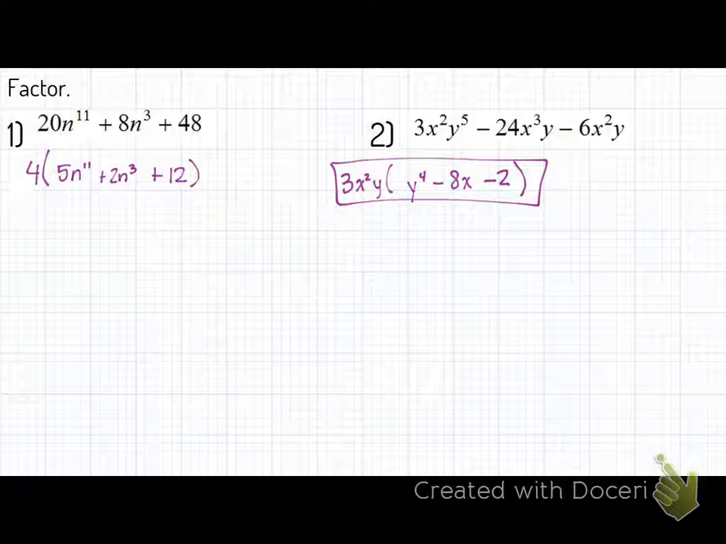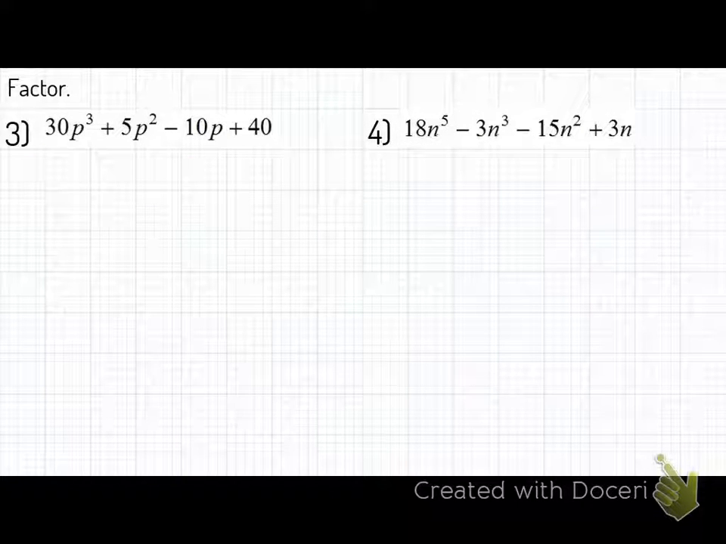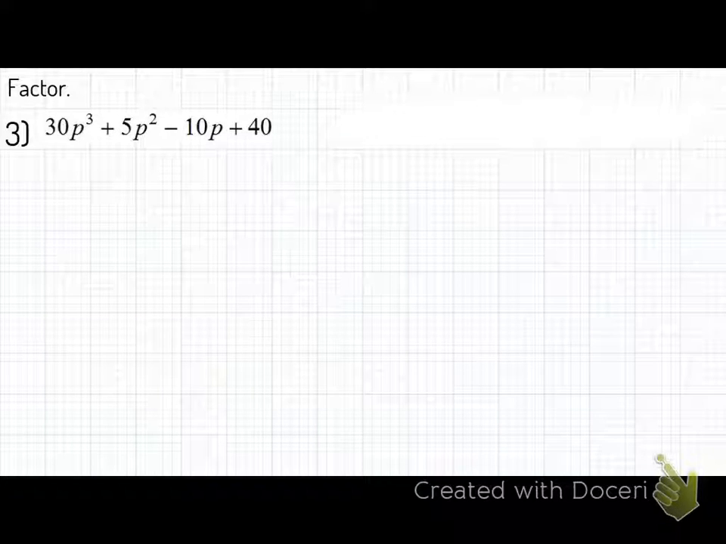So take a moment. Let's have next one, number 3. Okay, so number 3 we have 30p cubed plus 5p squared minus 10p plus 40. Okay? You know how much I love math chat, so why don't you turn to your neighbors and chat about what the GCF is and how you would strategize to do this, okay? Ready, go.